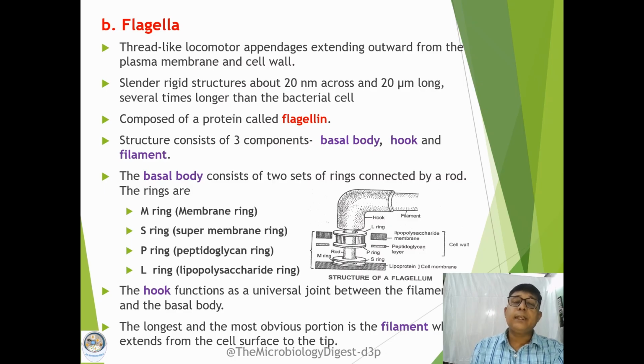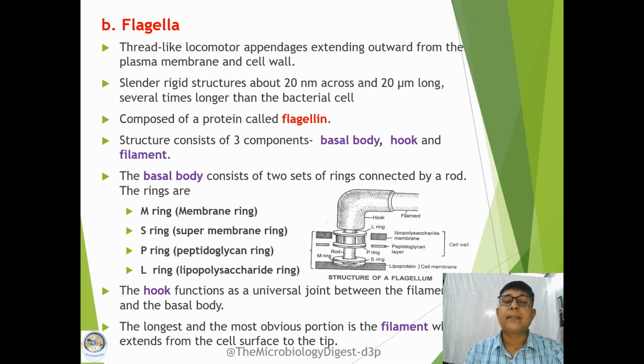Okay, so this flagella is composed of a specific protein. The name of the protein is flagellin. So flagellin is the structural unit of the bacterial flagella. The bacterial flagella is composed of three components. As I said, it is a very long structure. It has three different components. One is the basal body, then the second is the hook, and the filament.